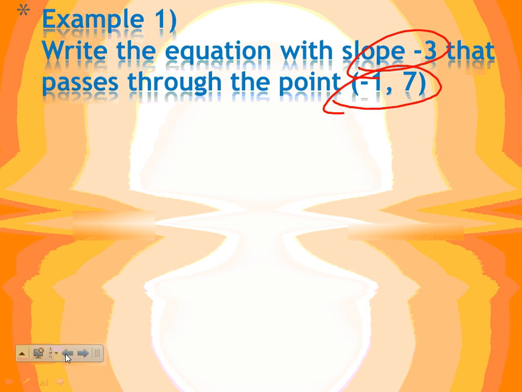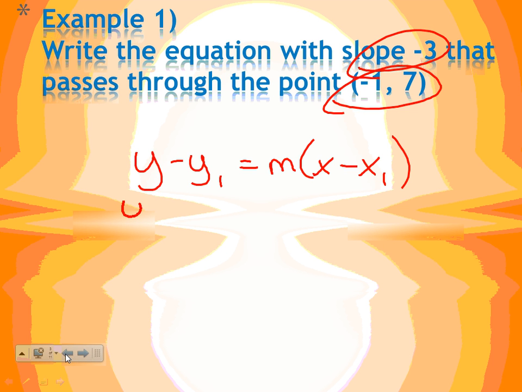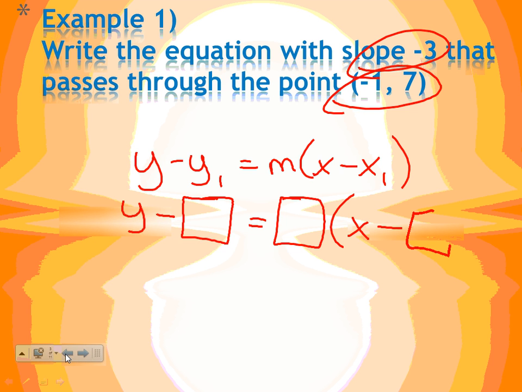Does that make sense? This is not one of those things. It's called point slope form because you use a point and the slope. So, y minus y sub 1 equals m times quantity of x minus x sub 1. Okay? So, we're going to plug in y minus the y equals m times the quantity of x minus the x coordinate.